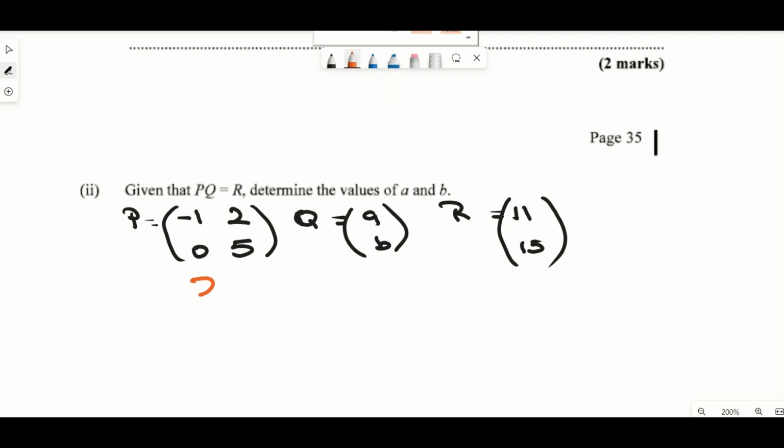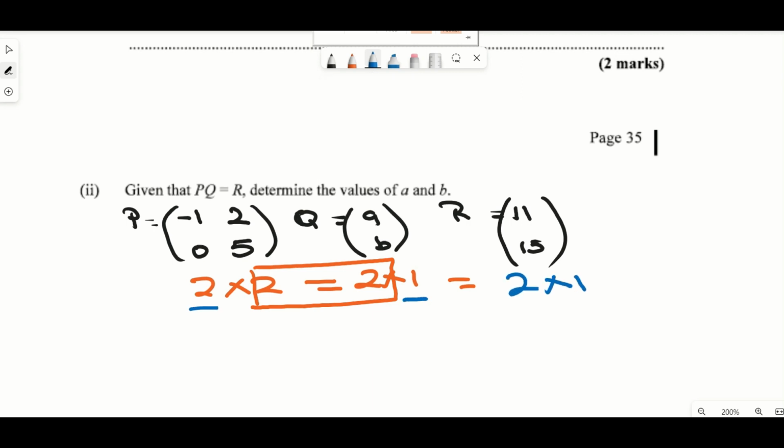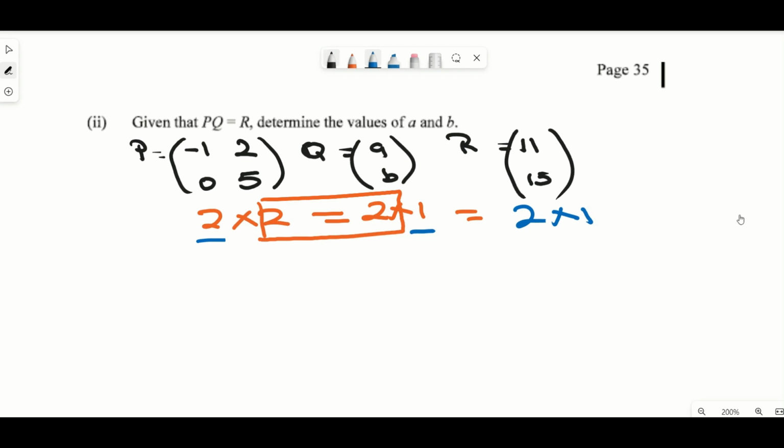We do this by saying this is a 2 by 2 matrix. This is a 2 by 1 matrix. We check to see if the number of columns in your first matrix and the number of rows in your second matrix is equal. They are, so we know that P and Q can be multiplied, and we know our resultant matrix would be this 2 by this 1, which is a 2 by 1 matrix, which is also the order of R, right?